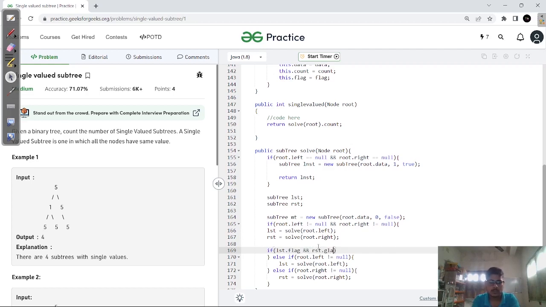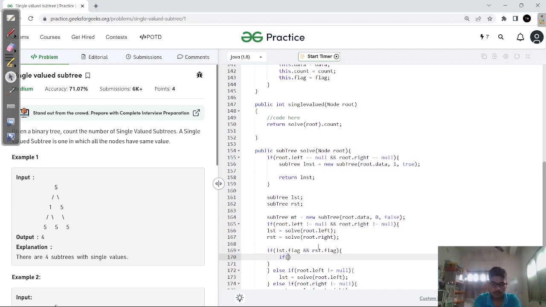Okay. If these two are true, then I have to check one thing also, the values. I have checked that my left one is a single value subtree or not, right one is a single value subtree or not. If these two are true, then we are checking the third one. If this is true, then I got my single value subtree. I am a single value subtree. I will return my answer as true, right?